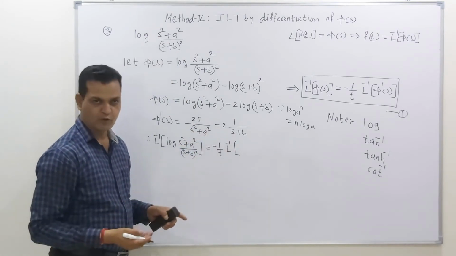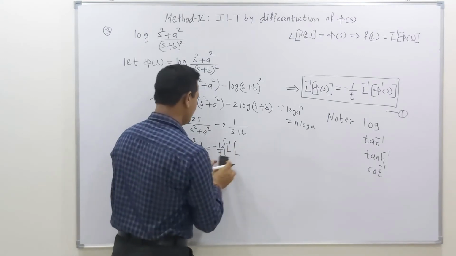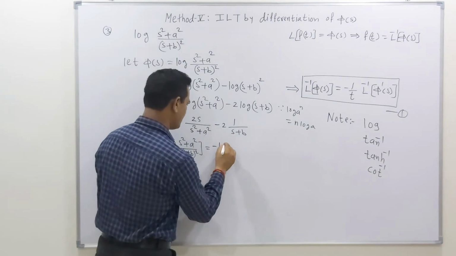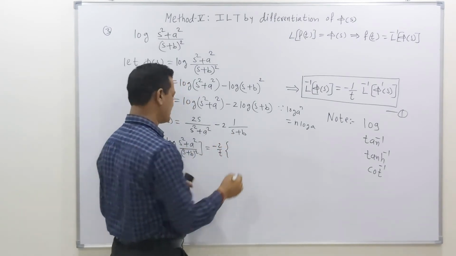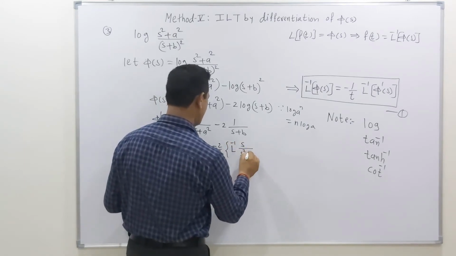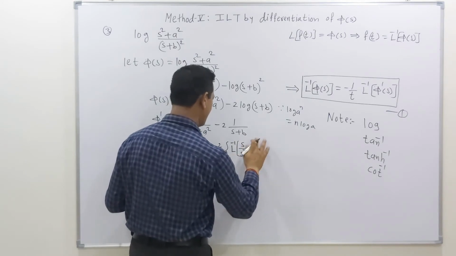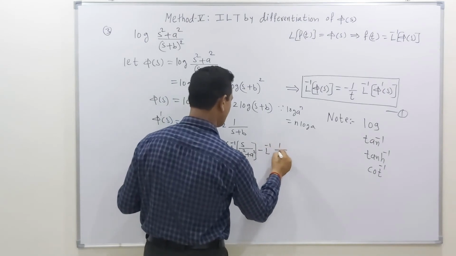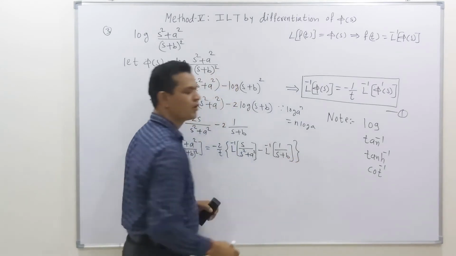So now again, according to the linearity property, we may directly write this as, this 2 and this 2 is constant. We take this 2 as constant outside the inverse Laplace transformation. Then this is inverse Laplace transformation of s upon s square plus a square, we will write here one bracket. Then again this is minus inverse Laplace transformation of 1 upon s plus b. Now this bracket will get over.